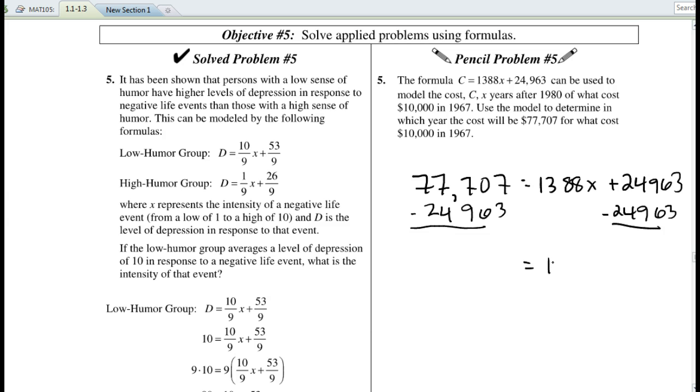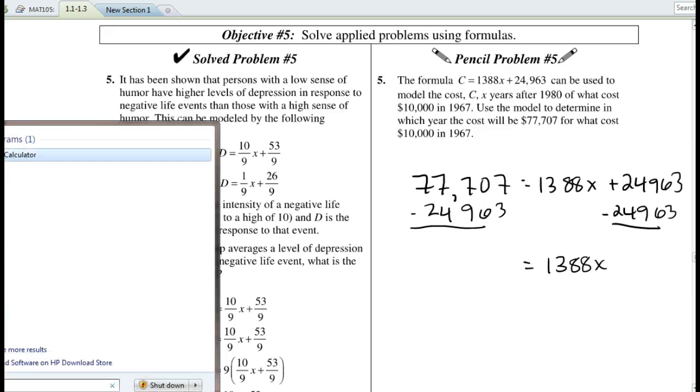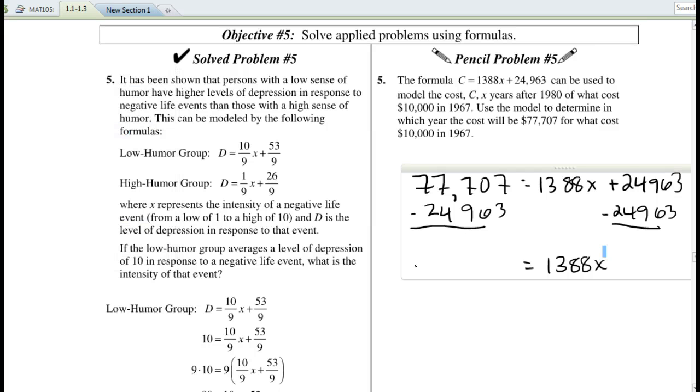So on the right we have 1388x. And on the left, we'll probably get something divisible by that number. I don't know what it is. So let's see if we can get a calculator program somewhere in our lives. So we have 77,707 minus 24963. That gives us 52,744.